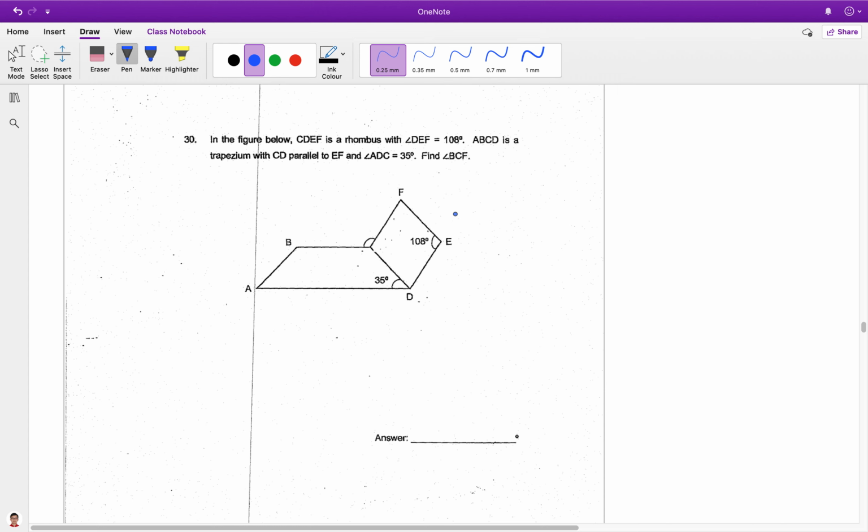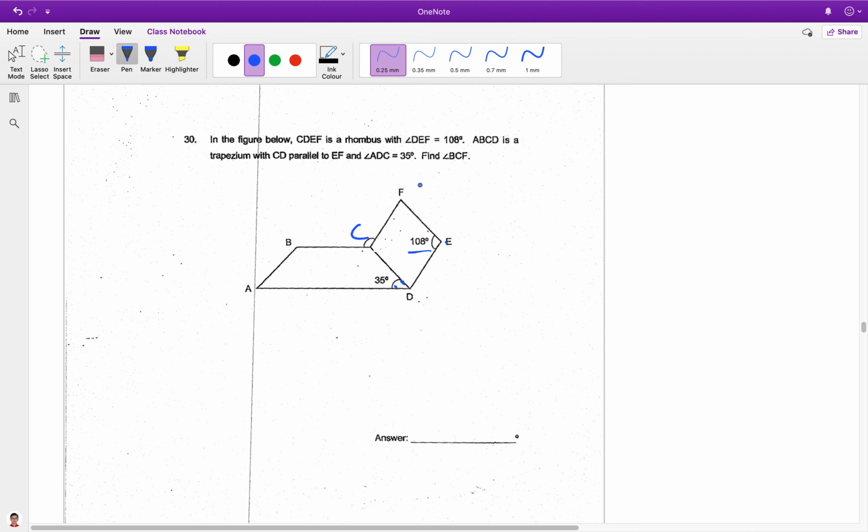Okay, let's see question 30. In the figure below, CDEF is a rhombus with this angle 108. ABCD is a trapezoid with CD parallel to EF. Well, I think it should be BC parallel to AD, because a rhombus already has parallel sides. So here, this one is 35 degrees, and we want to find this one.